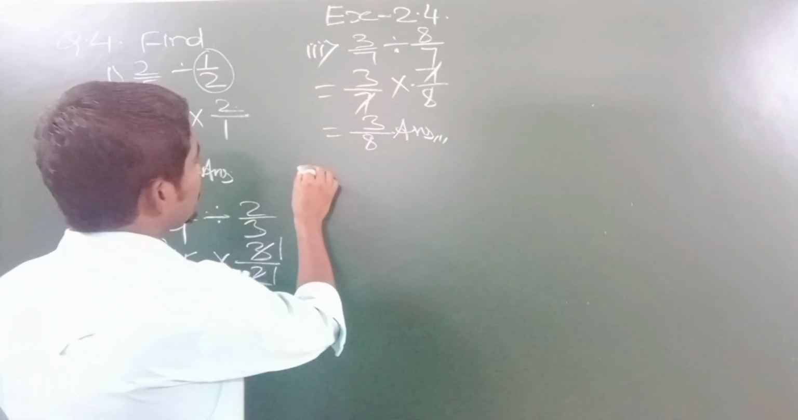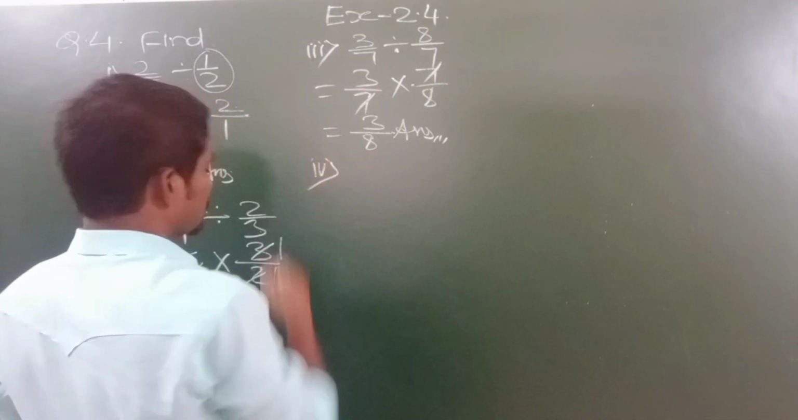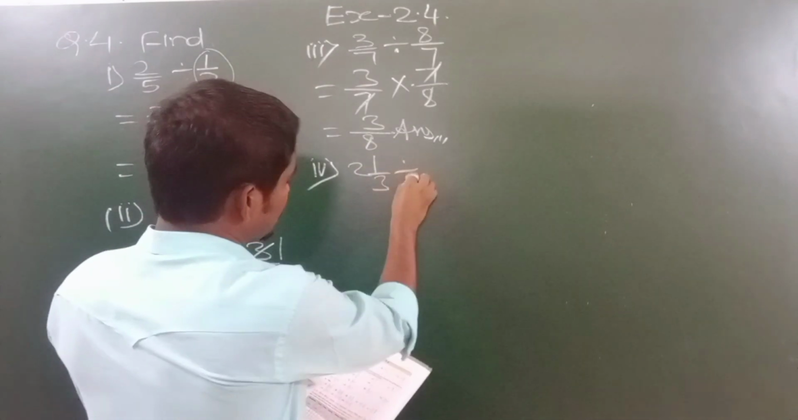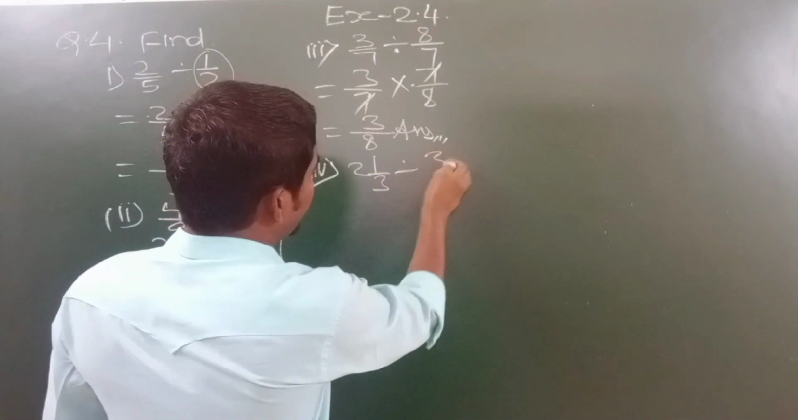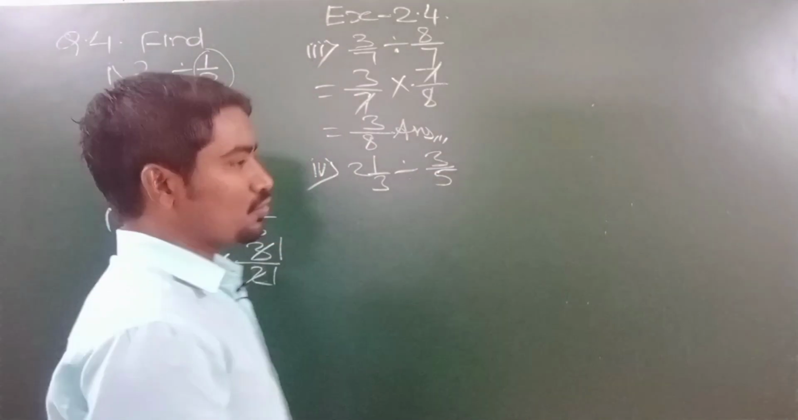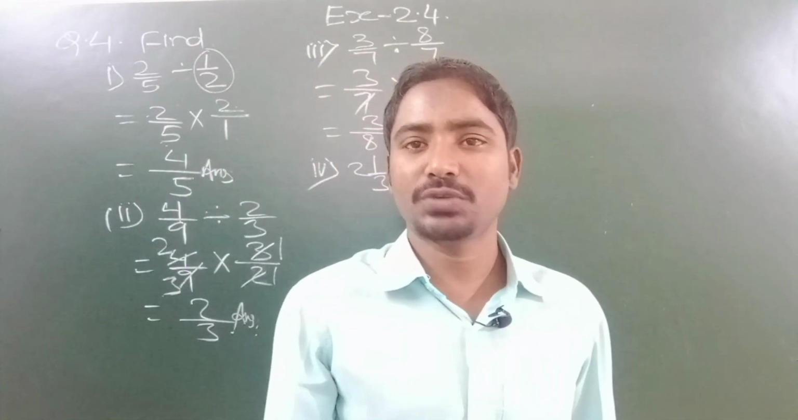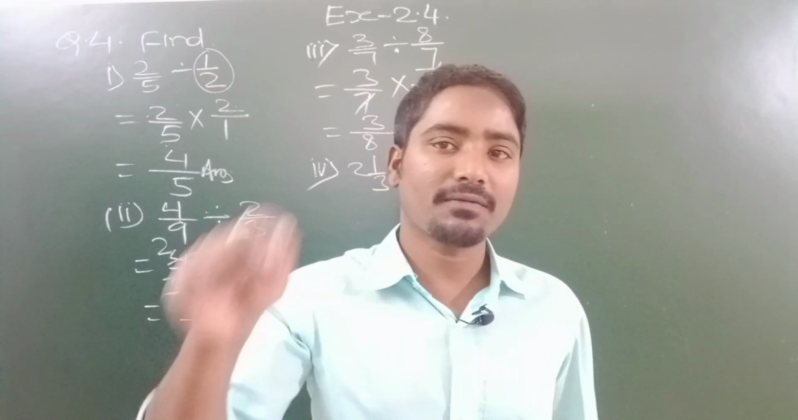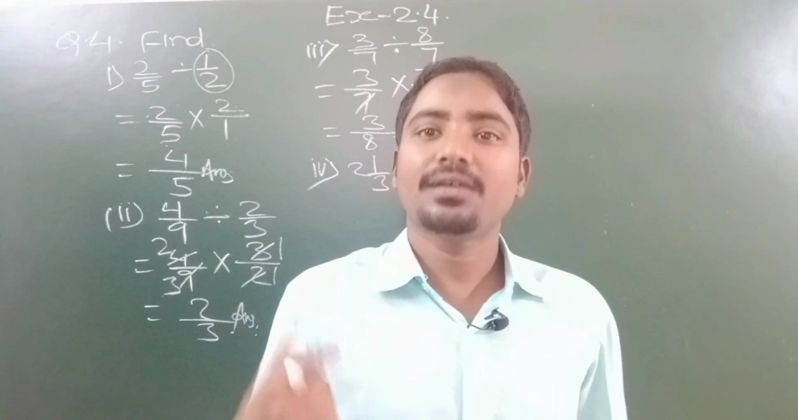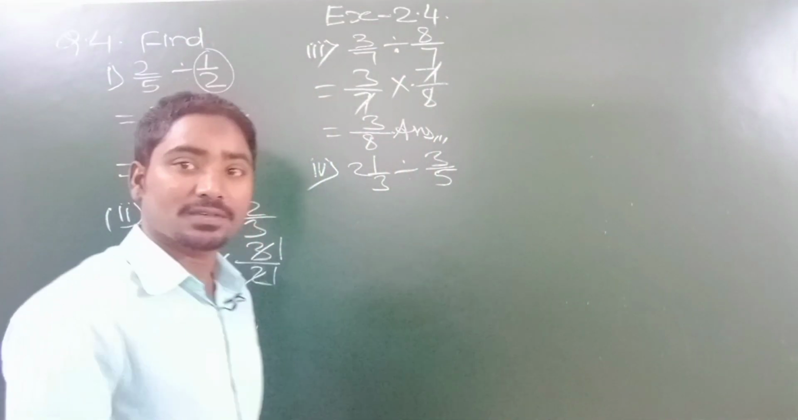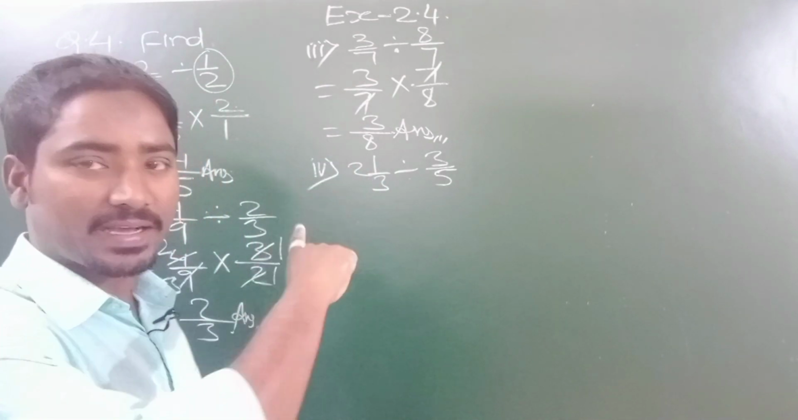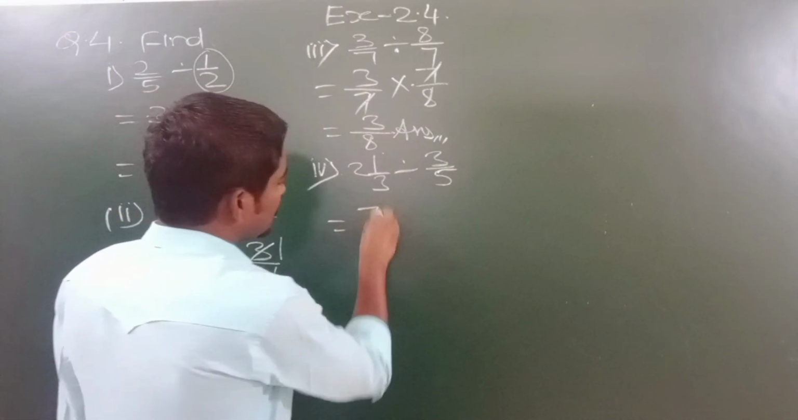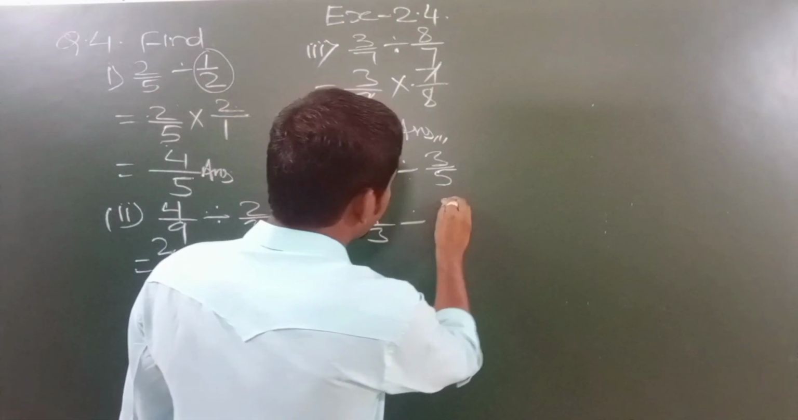Now moving to segment number 4, students. Number 4 is 2 and 1/3 divided by 3/5. One more complication, or you can say simplification, has been introduced in this question: the involvement of a mixed fraction. No issue. First we will convert the mixed fraction into an improper fraction, and then perform the rest of the operation as in the previous question. So 3 2s are 6 plus 1, 7/3 divided by 3/5.